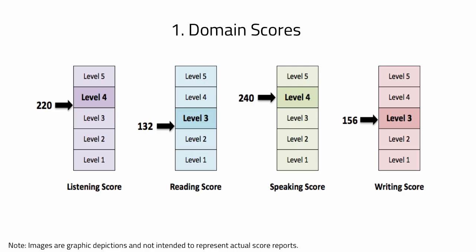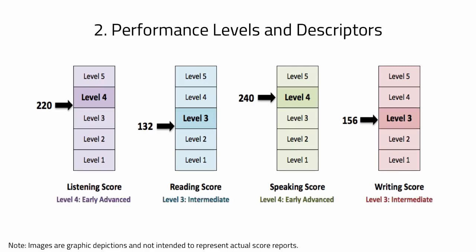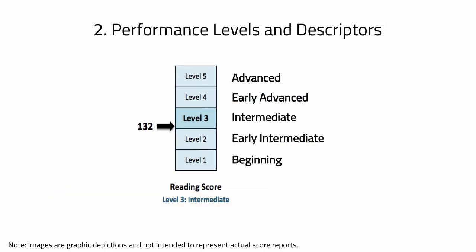The ELPA 21 assessment will also report achievement in each domain using performance levels. Each domain score is classified into one of 5 performance levels. On the ELPA 21 individual score reports, depending on your state, these performance levels may be numbered 1 through 5. Or they may be given the corresponding labels beginning, early intermediate, intermediate, early advanced, or advanced.